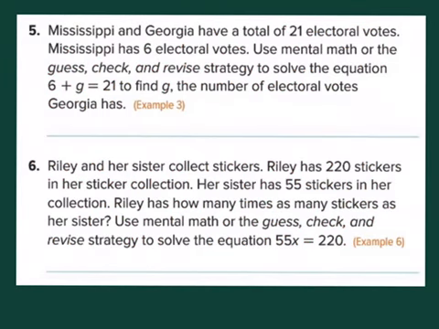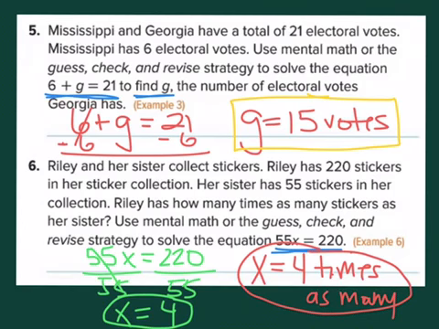The final 2 questions are 2 word problem questions. So go ahead and read through the word problem questions and then answer the actual equation part. So 6 plus g equals 21. 55 times x equals 220. So you're finding the variable in each one of these examples. You'll see that for number 5, I got an answer of 15 votes. And for number 6, I got an answer of 4 times as many stickers. So this is once again giving you an example of how you would solve equations. We'll get into a little bit more equation solving with adding, subtracting, multiplying, and dividing in the next few lessons.